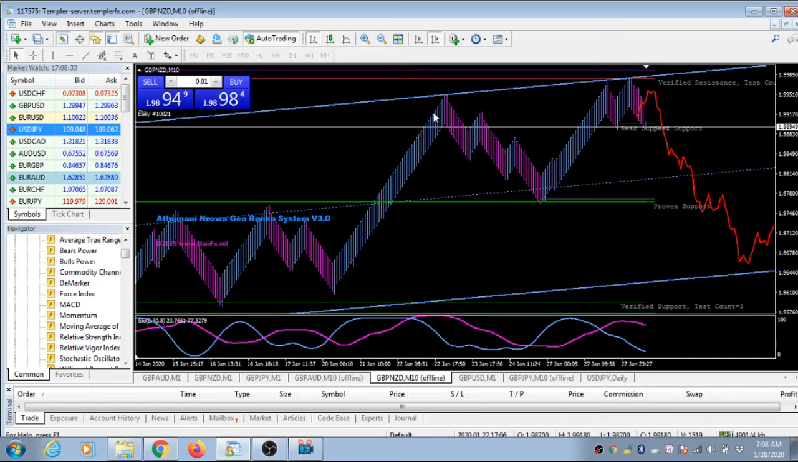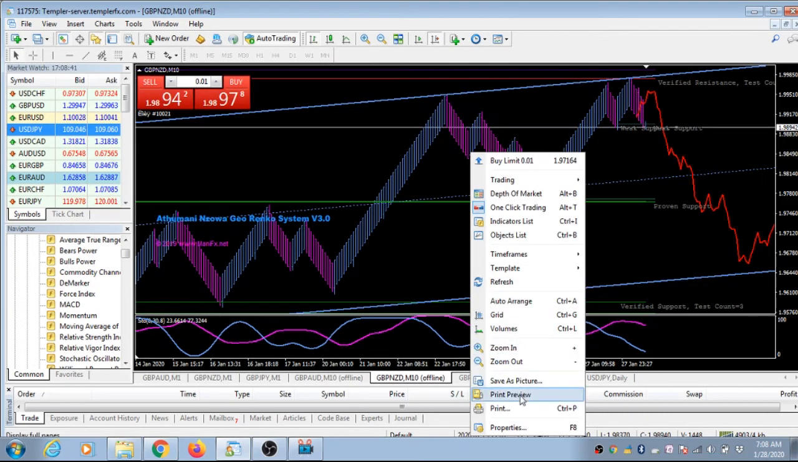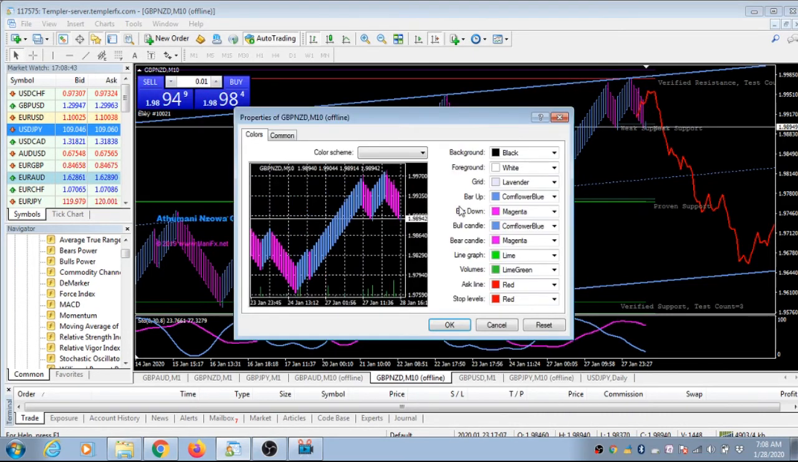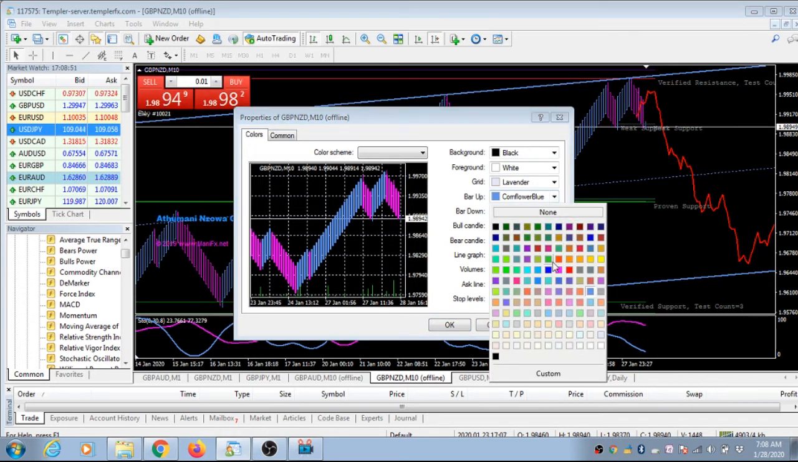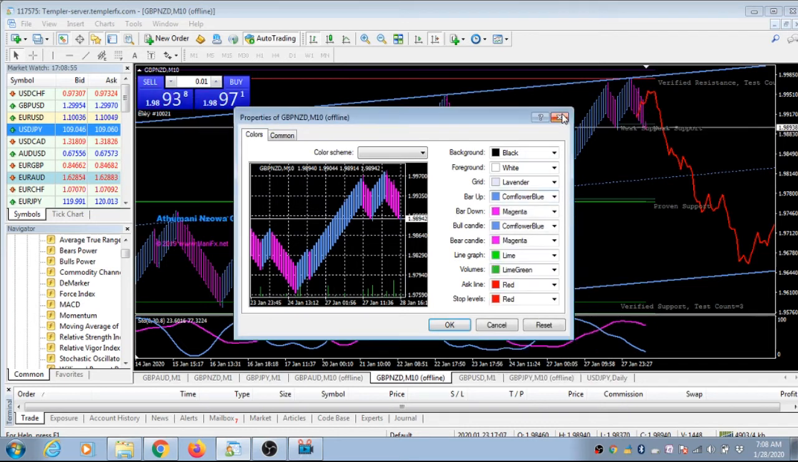Some of the traders like to use green and blue, so it's not really a big problem. If you want other colors, you can just go to properties, and then you can change the colors here. So like bar up, you can change into the colors that you really want. That's not a big problem, but this is how I like to see them.